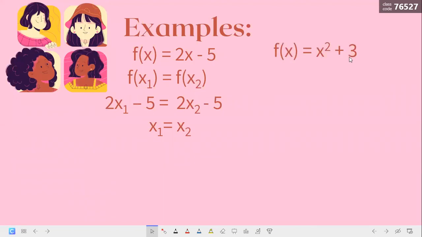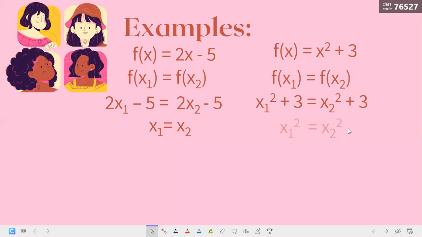So another example: we replace the x here by x sub 1, and on the right we will replace it by x sub 2. So x sub 1 squared plus 3 equals x sub 2 squared plus 3. So simply x sub 1 squared equals x sub 2 squared. To remove the squared, we need to raise both sides to 1/2, or just get the square root of that.